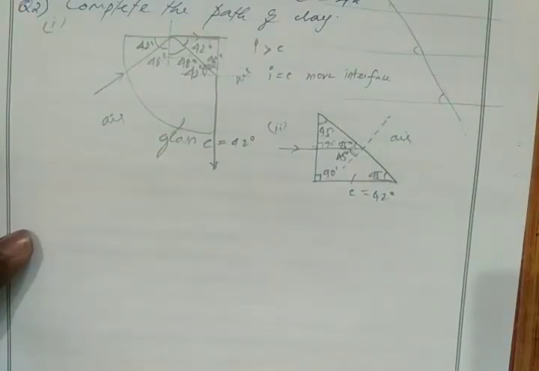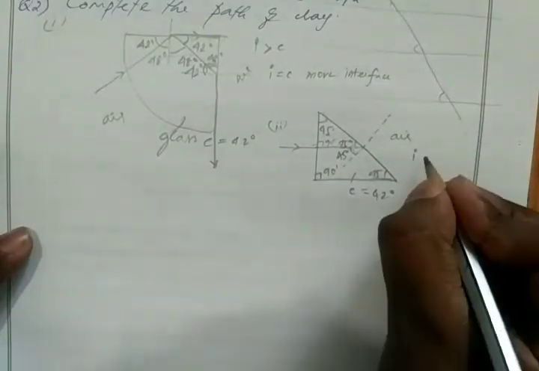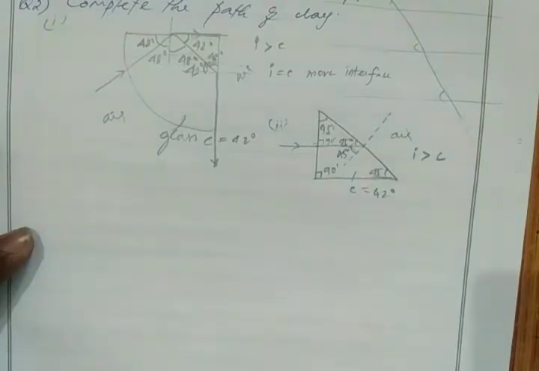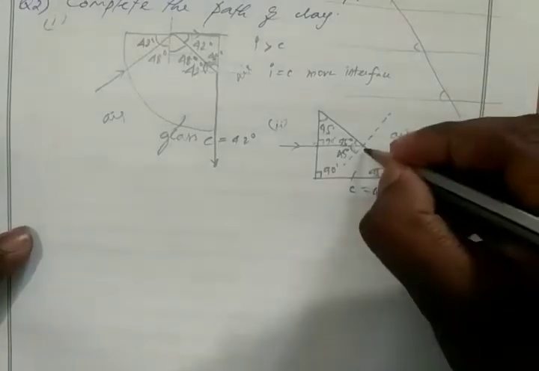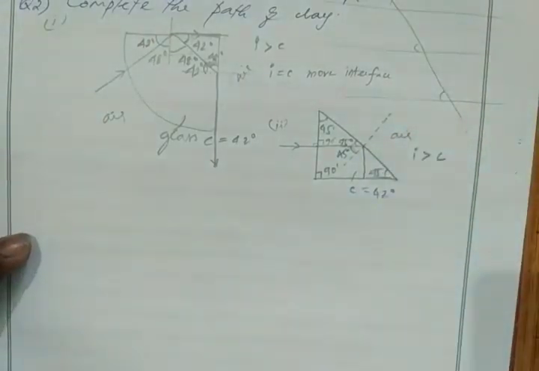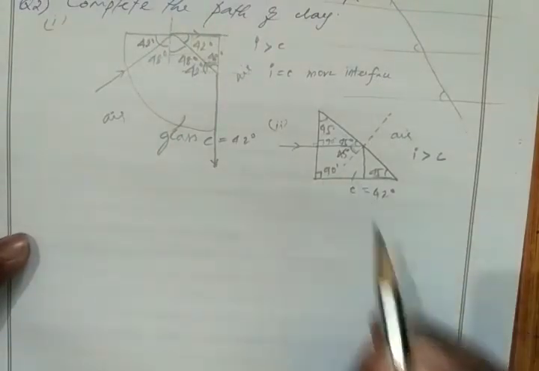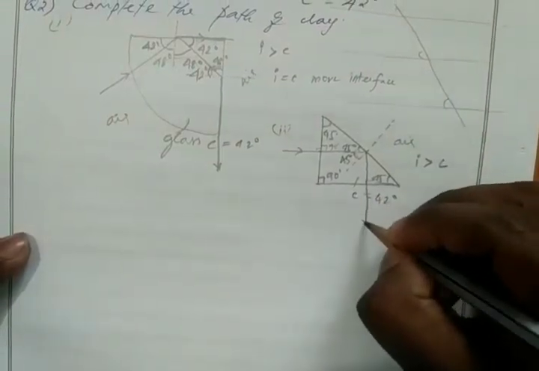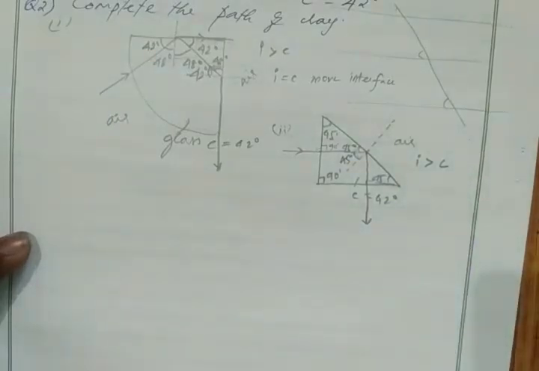So now check with the critical angle. Is our incident angle greater than the critical angle? Incident angle is 45 degrees, critical angle is 42 degrees. Now what will happen? The incident angle is greater than the critical angle, so total internal reflection will take place. Correct? Because of total internal reflection, it moves like this. Then after the total internal reflection, here we have a glass air interface. What is the angle? The angle is 90 degrees. So if it is 90 degrees, then it moves in a straight line. Correct? Clear?